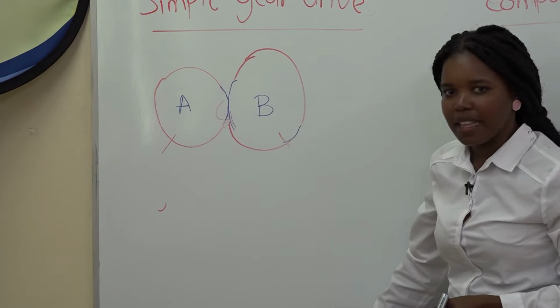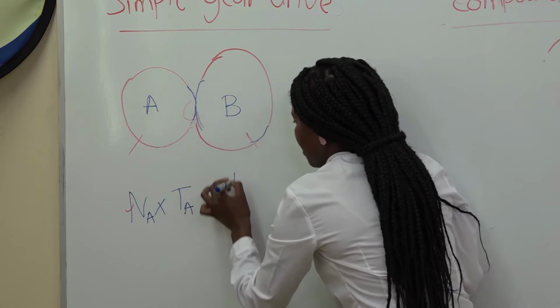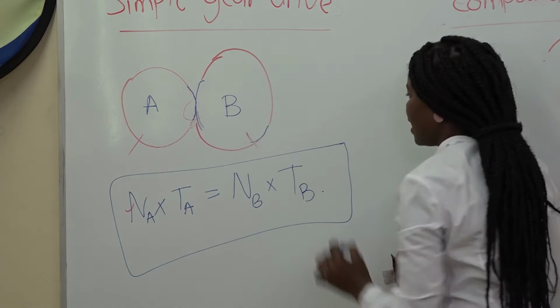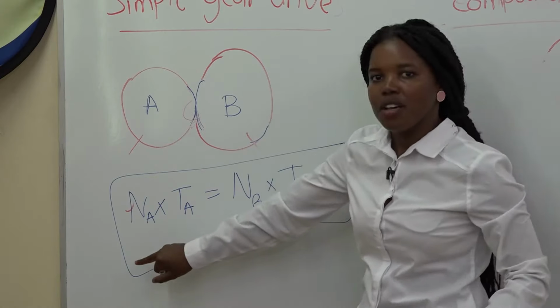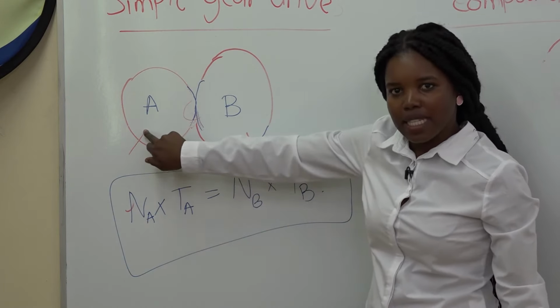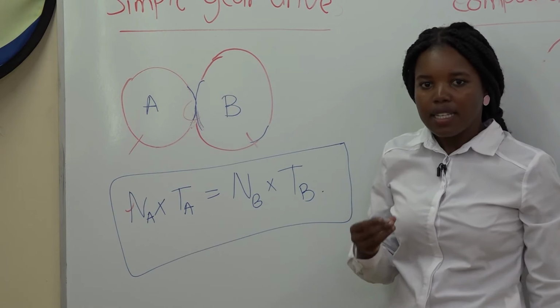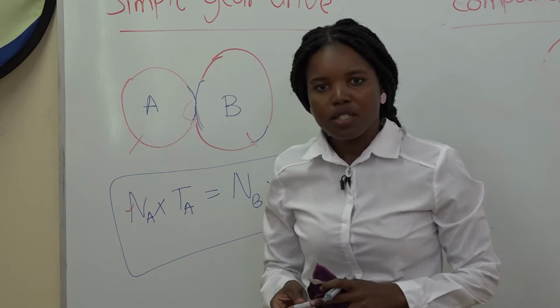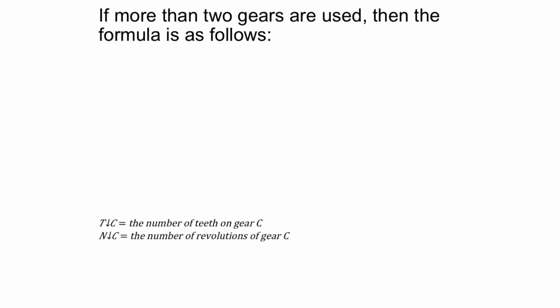If you have gear A and gear B that are enmeshed, the formula says that your NA times your TA is the same as your NB multiplied by your TB. NA refers to the number of revolutions of gear A. N stands for the number of revolutions of a gear, but in this case it's NA because it's gear A. And TA is the number of teeth on gear A. The same applies with NB and TB. NB stands for the number of revolutions of gear B, and TB stands for the number of teeth on gear B.